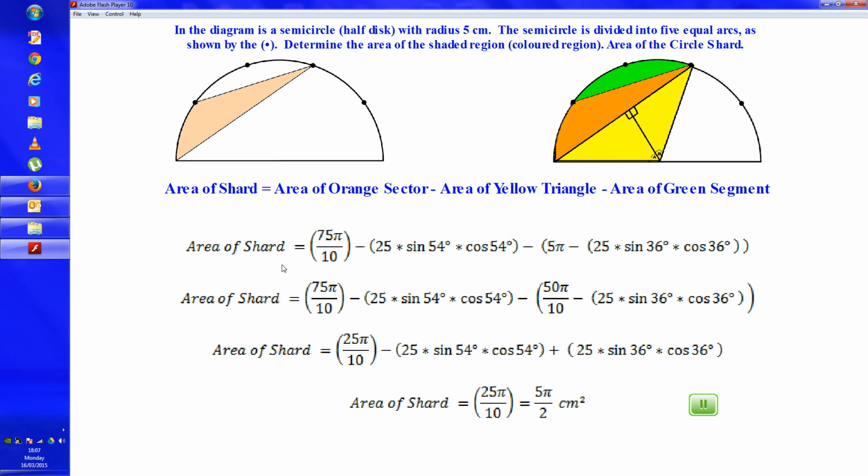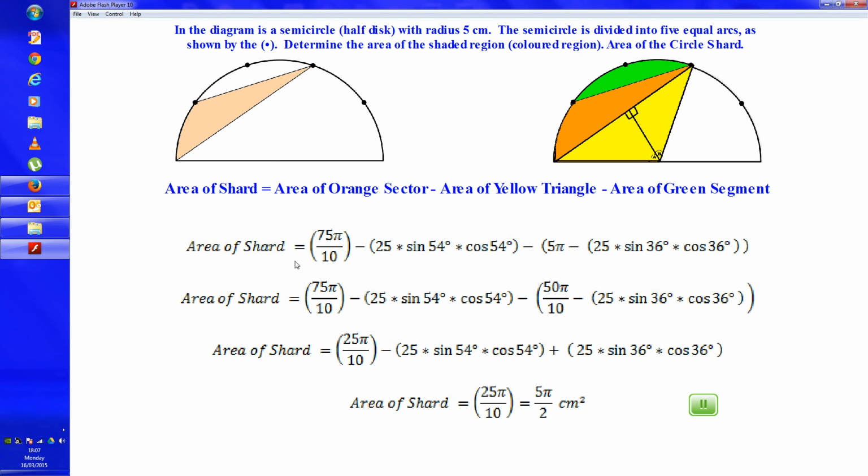Okay, now the final method here is the area of the shard, which is what we started off with. It equals the area of the orange sector, which we've divided it into, minus the area of the yellow triangle, minus the area of the green segment there on the right hand side, which will give us the area of the shard, which we see as the colored region on our left hand side, or the orange region on our right hand side diagram.